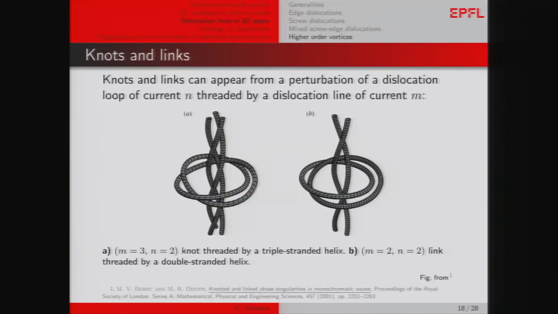Okay, it creates knots because M and N are coprime. And if you have M that is not coprime with N, then it creates links. So basically here what you have is two dislocations that are linked together. And then it must again be threaded by another dislocation. All we see here is screw dislocation.